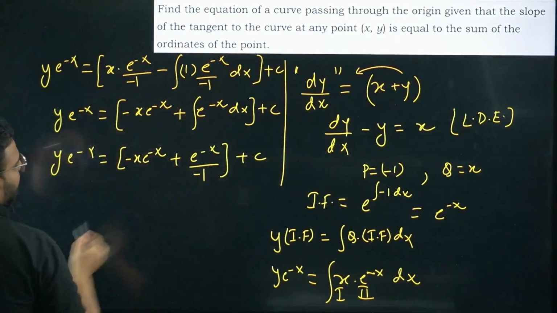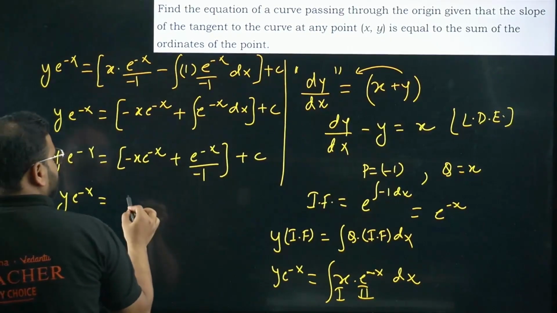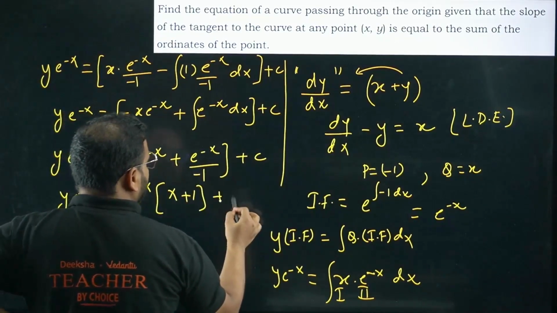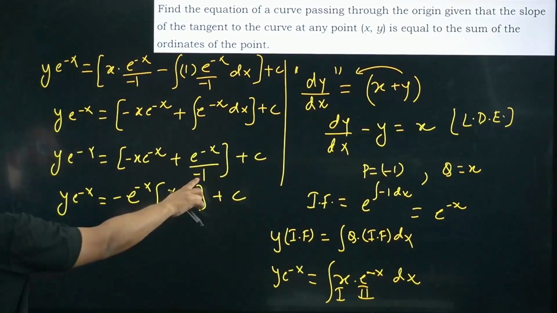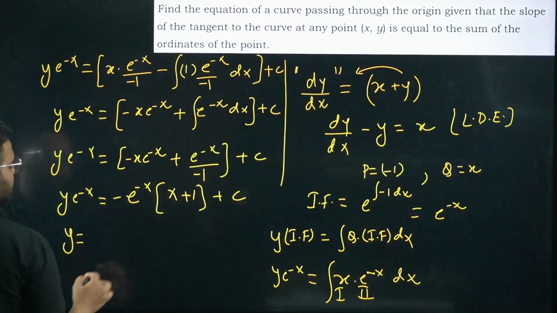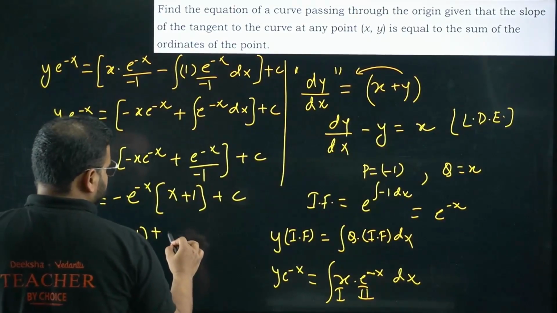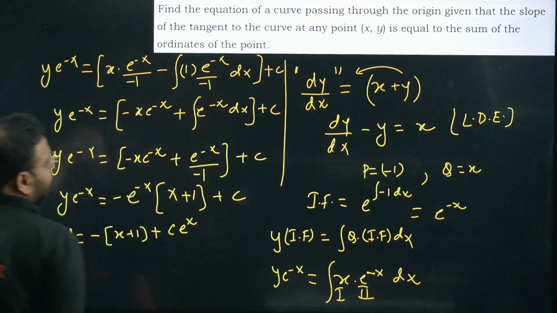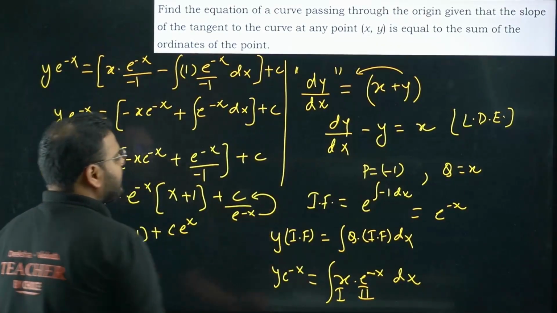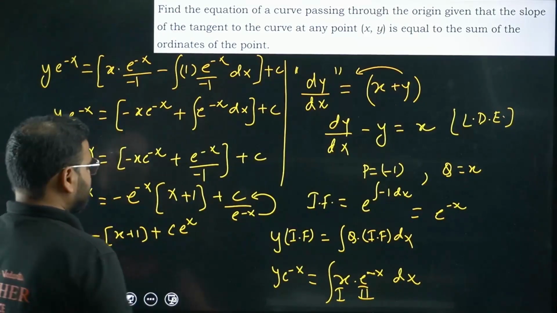Now I can take e power minus x common, so I get y times e power minus x equals, taking the minus sign and e power minus x common, x plus 1 inside here, and plus c. Now divide everything by e power minus x, so y equals minus x plus 1, plus c times e power x. How come, sir? If you divide by e power minus x, it comes back to the numerator as simply e power x. That's what I've done. So this is your answer.